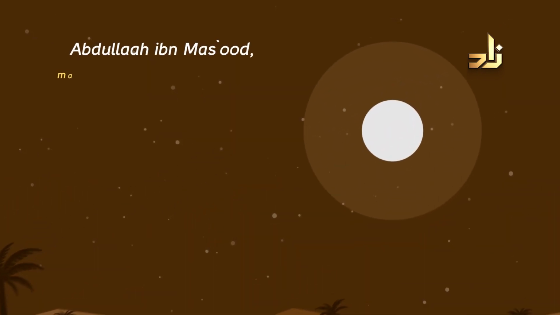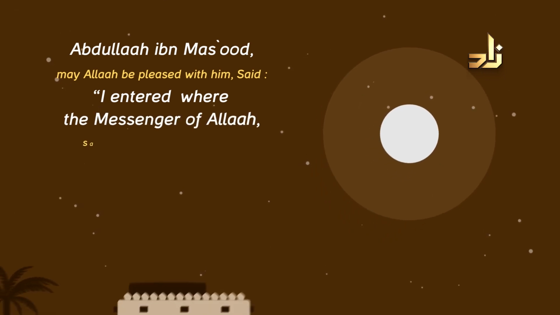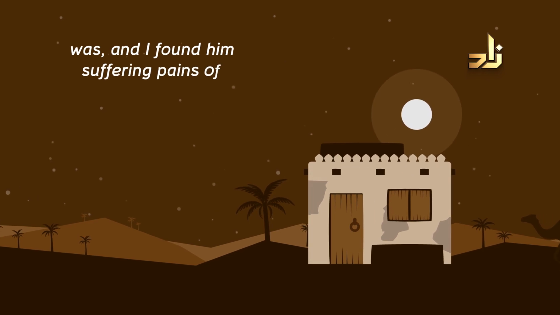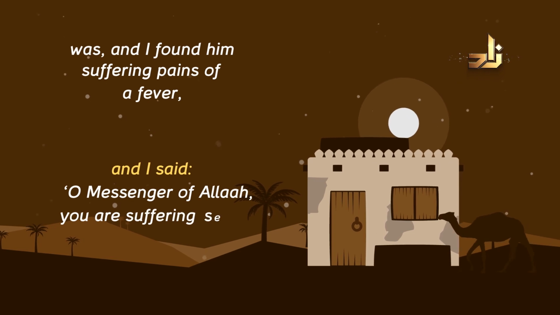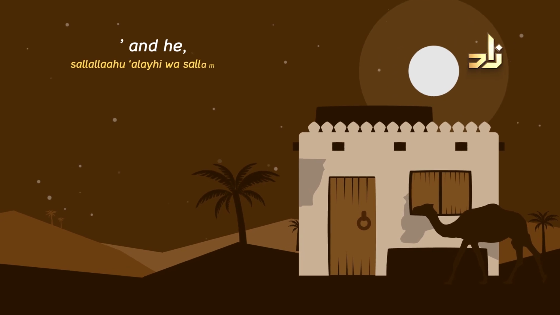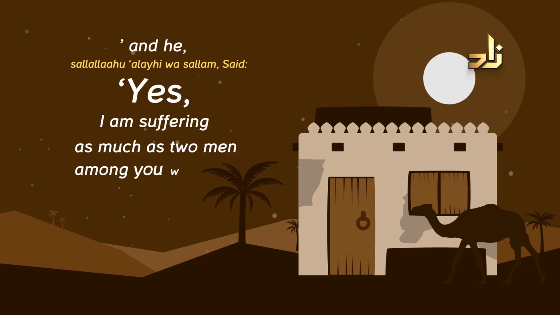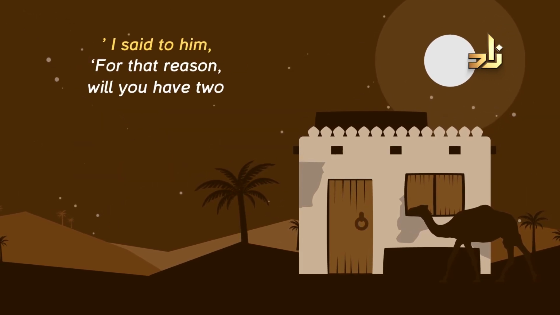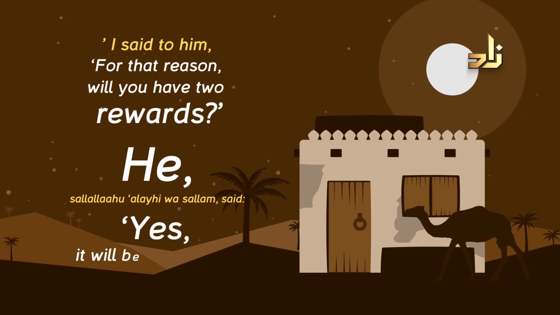Abdullah ibn Mas'ud radiyallahu anhu said, I entered where the Messenger of Allah sallallahu alayhi wasallam was, and I found him suffering pains of a fever. And I said, O Messenger of Allah, you are suffering severe pains of your fever. And he ﷺ said, yes, I'm suffering as much as 2 men among you would suffer. I said to him, for that reason, will you have 2 rewards? He ﷺ said, yes, it will be as you said.